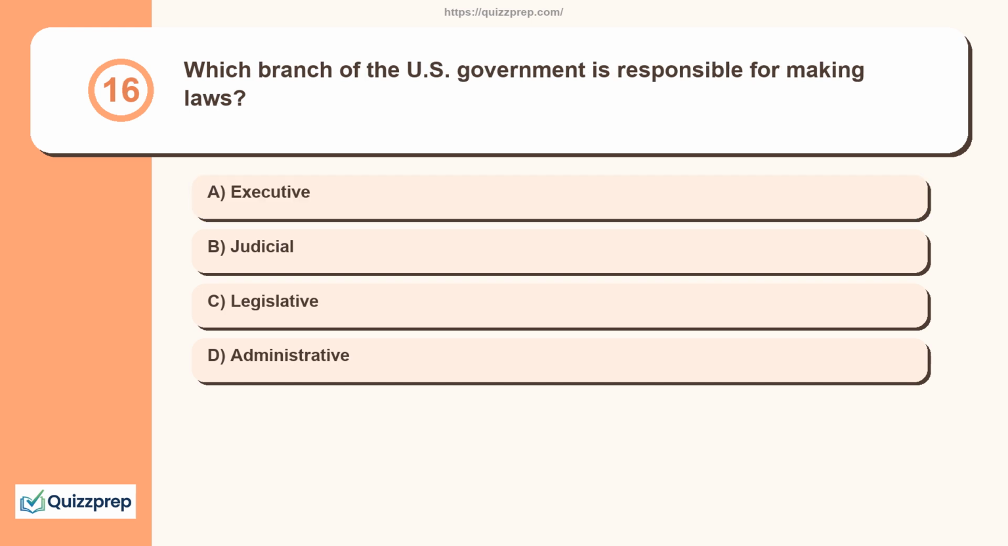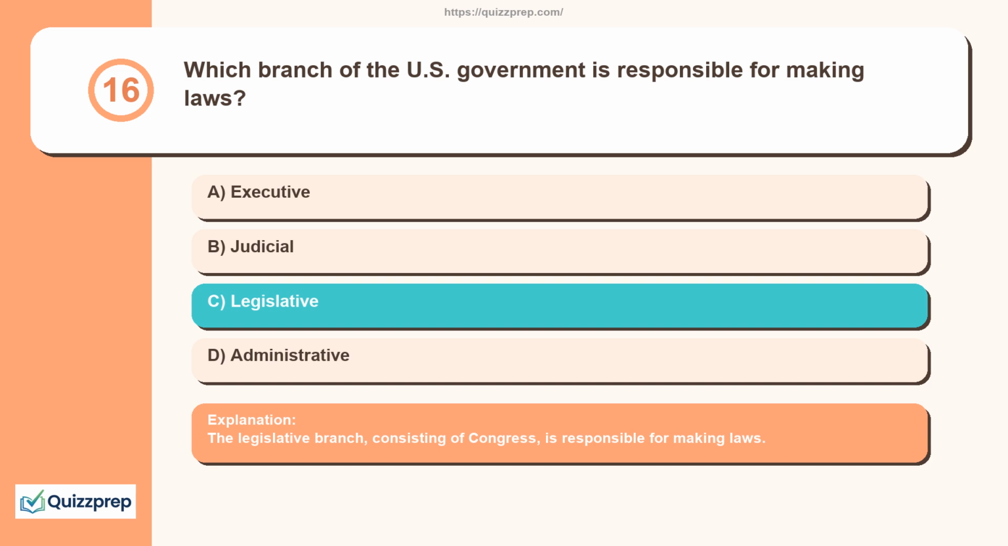Question 16. Which branch of the U.S. government is responsible for making laws? Executive, judicial, legislative, administrative. The legislative branch, consisting of Congress, is responsible for making laws.